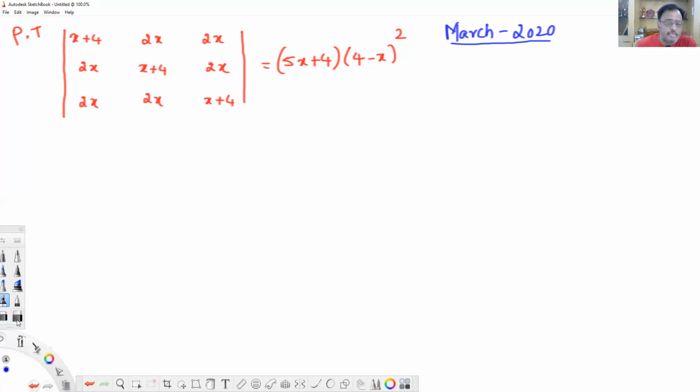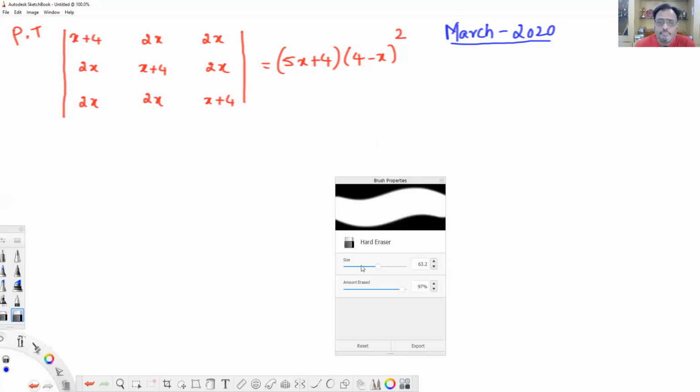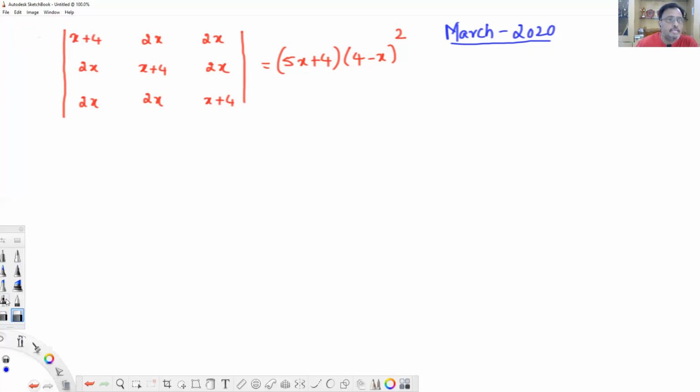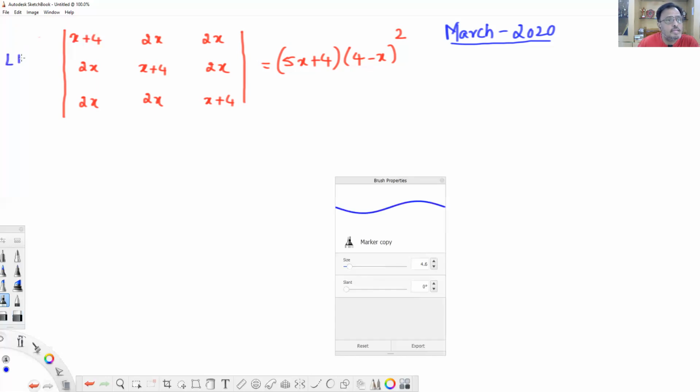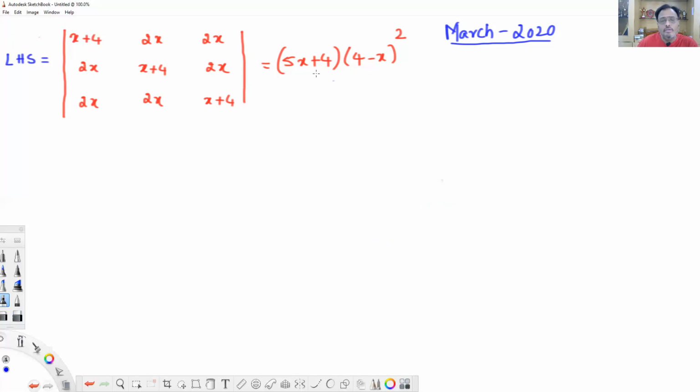I'll take this one as LHS directly. LHS is equal to, simple now, look at the answer. First, 5x plus 4 and 4 minus x into 4 minus x, there are three factors. At least one should come as a common factor. That is not necessary; first observe the elements.